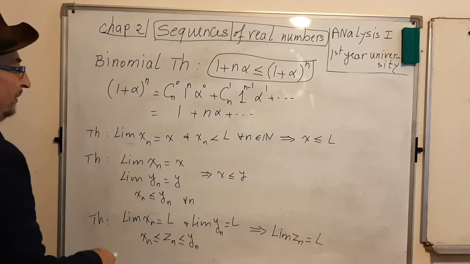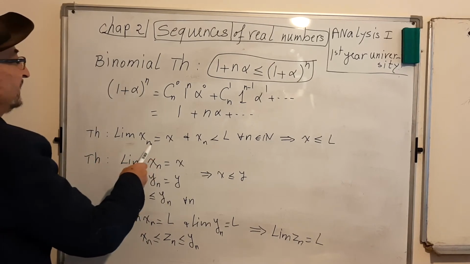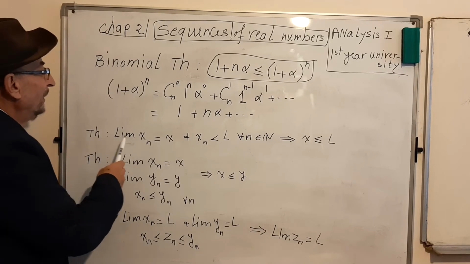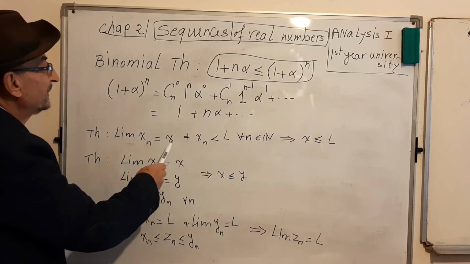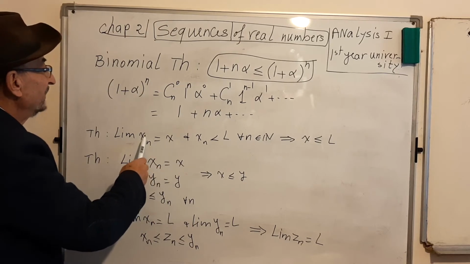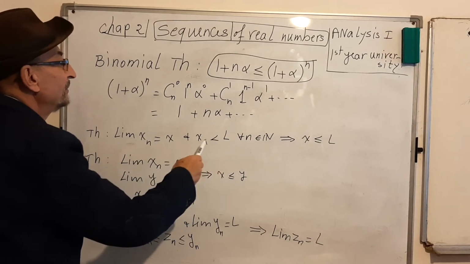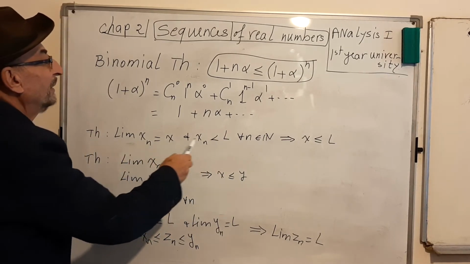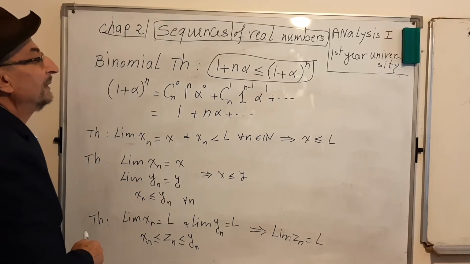Some theorems about limits of a sequence. If the limit of xn equals x and xn is less than L for every n belonging to N, then the limit is less than or equal to L.